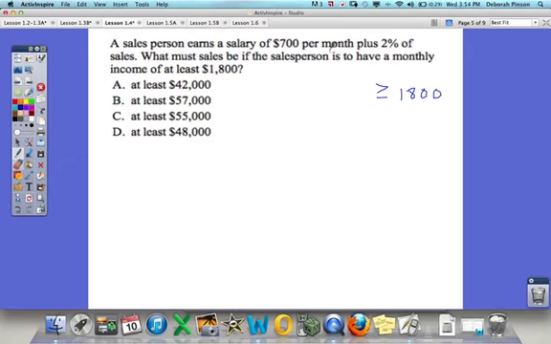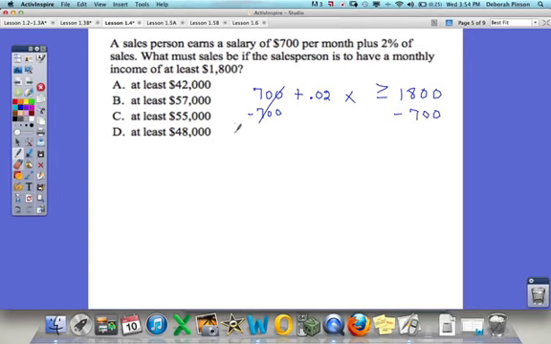Okay, so let's go through and let's write our inequality. We'll write this side of it. So he makes $700 per month plus 2% of whatever he sells. That's what I'm going to call X as his sales. There's my inequality. So let's go through and solve for it, for his sales.